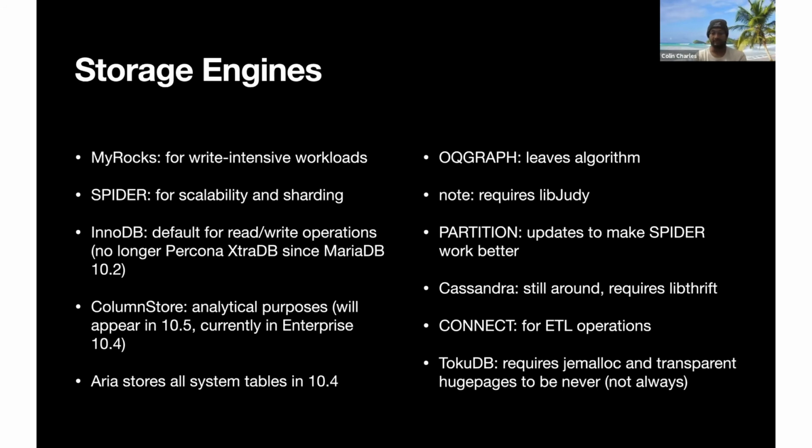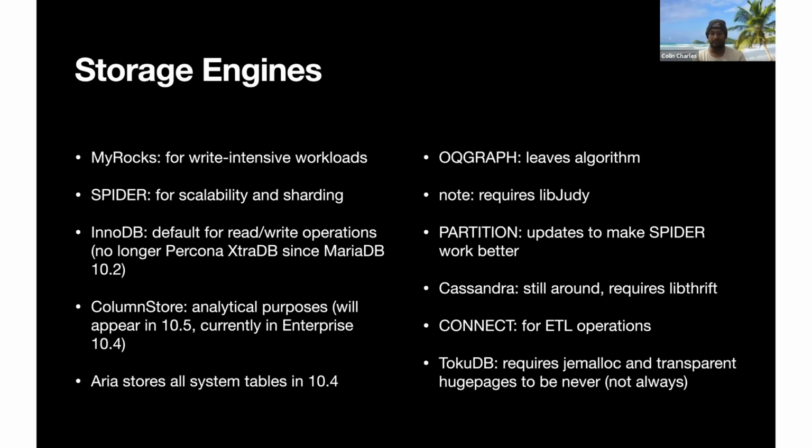OQGraph has the new leaves algorithm to return all reachable leaf nodes from a given origin, or all root nodes that can reach a given destination, requiring libjudy. This is not something I think many people use in production, but it is available. The partition engine is still around because it's definitely updated to make Spider work better. It's got numerous improvements, including full text support, multi-range read, which gives better performance when handling multiple ranges, support for condition pushdown to the storage engine, handler support, aggregate pushdown, as well as bulk updates and deletes.